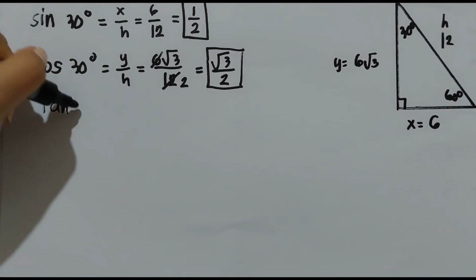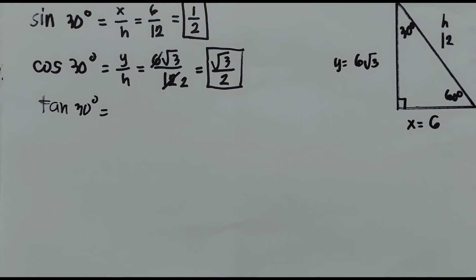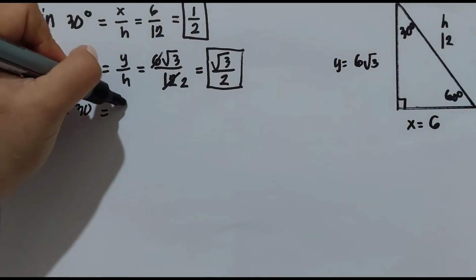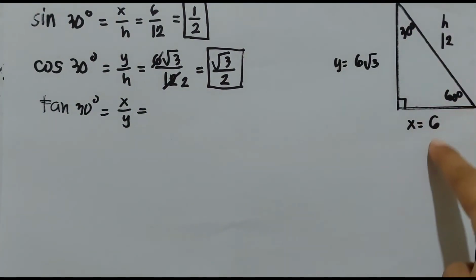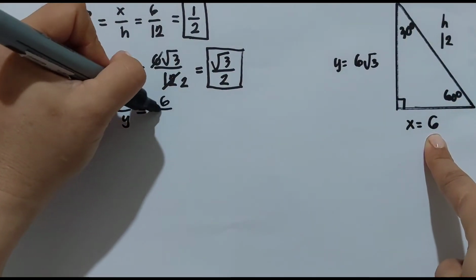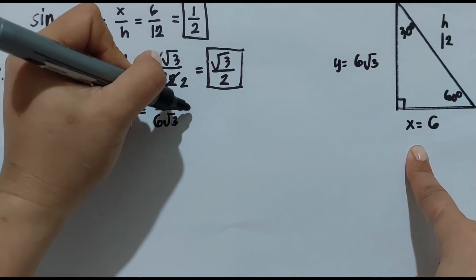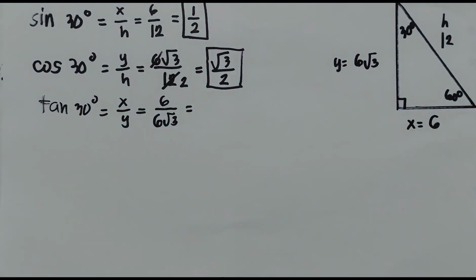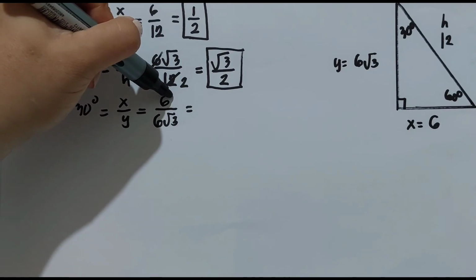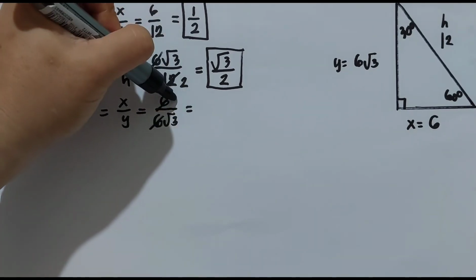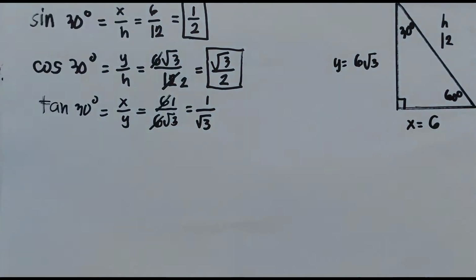Let's have tangent 30 degrees. That is TOA, opposite over adjacent. So, x over y, opposite man. So, you have 6 over adjacent, which is 6 square root of 3. Okay. Now, as you can see, there is a 6 on top and a 6 here. Meaning, reduce, cancel, understood that there is 1 on top. So, what is left is 1 over square root of 3.